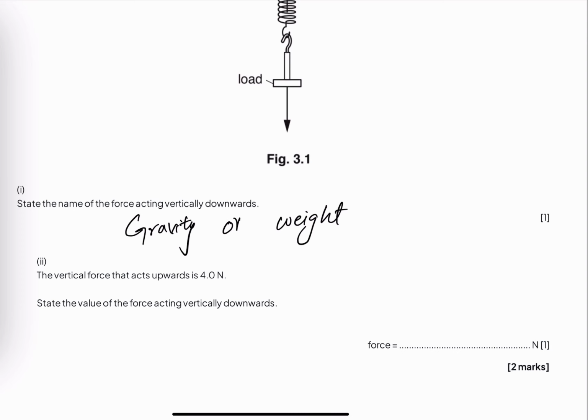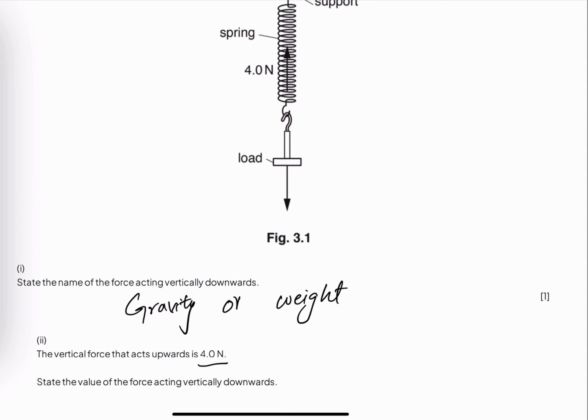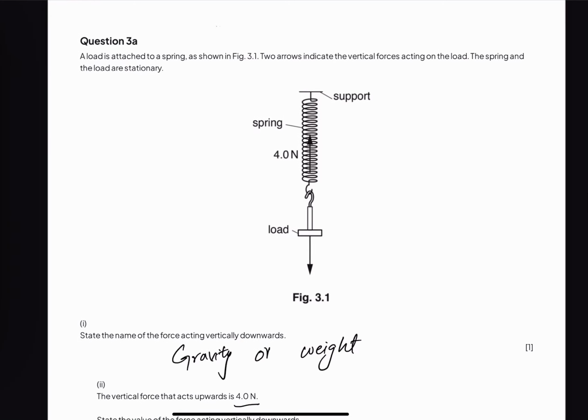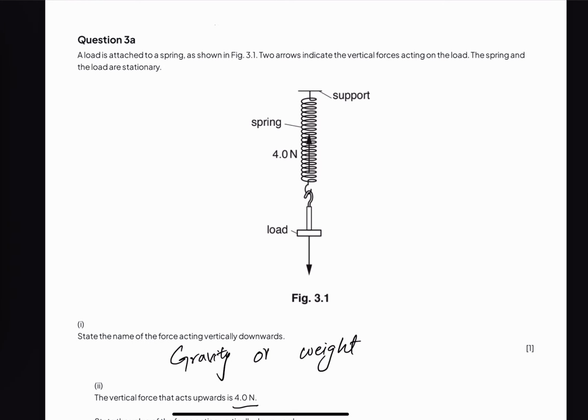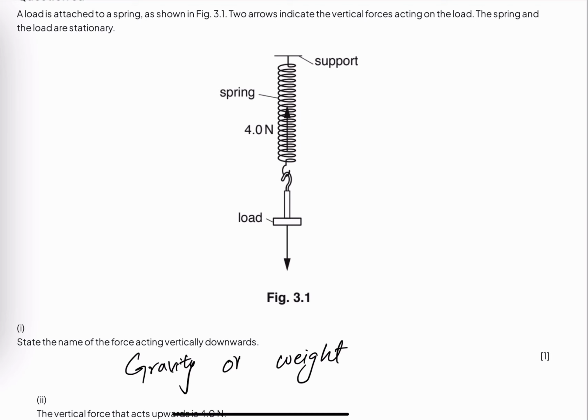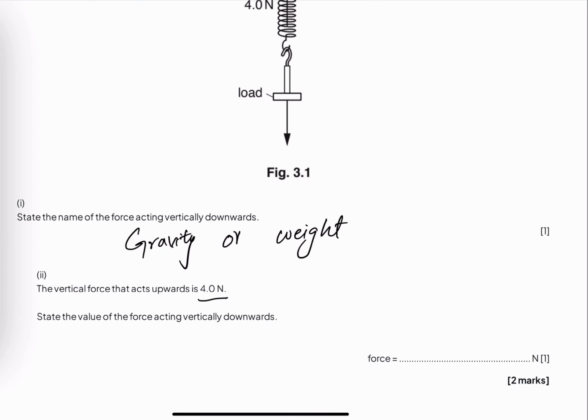The vertical force that acts upward is 4 Newton. State the value of the force acting vertically downwards. There is a hint to solve the question. Basically, the spring was stationary. Stationary means it's balanced, so the amount of force acting downward, the same amount will be acting upward. So if this is 4 Newton, the downward acting force will also be 4 Newton.